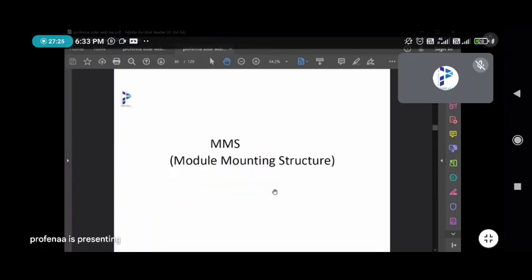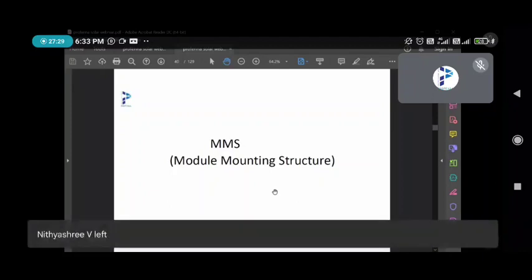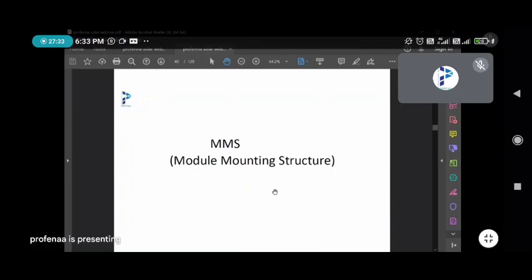Next one is structure. The solar panel covers 40% of the cost. The solar mounting structure will cost 10%. For example, the solar system I already explained is 50,000 rupees. For example, you take that as 100%. So the solar panel itself will consume 40% of the cost. How much will the mounting structure consume? 10% of the cost.